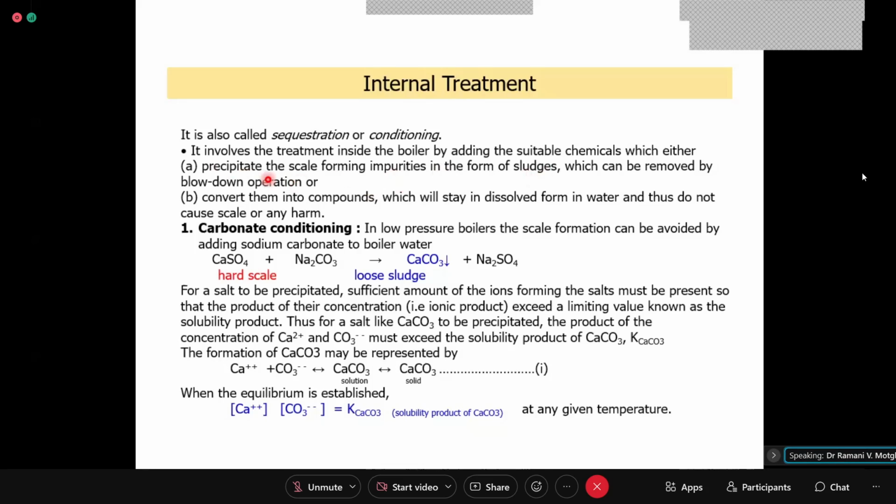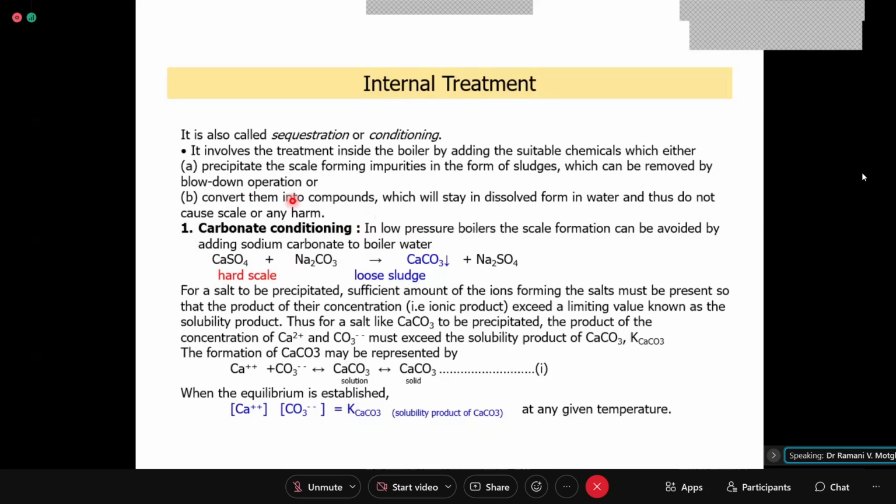The scale forming impurities are converted into sludges. So these chemicals will convert the scale forming impurities into sludge, which can be removed by blowdown operation, or convert them into compounds which will stay in dissolved form in water and thus do not cause scale or any harm. The first one is carbonate conditioning.